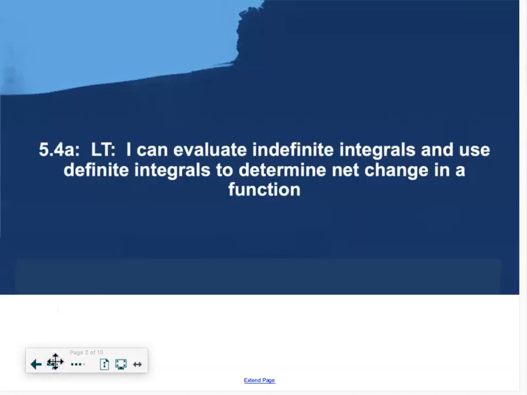Okay, today we're doing 5.4a, which is a review of antiderivatives and a beginning of understanding applications of definite integrals. We're just going to touch on the beginning of applications. Today we're going to focus more on motion and how to use our calculators.